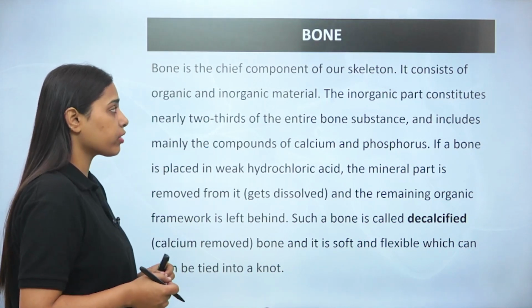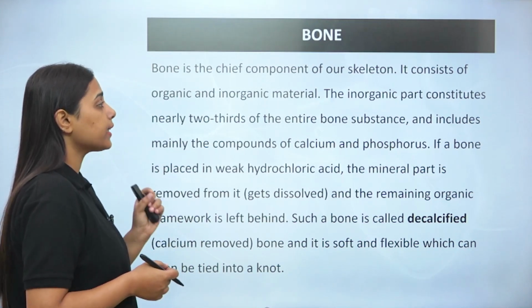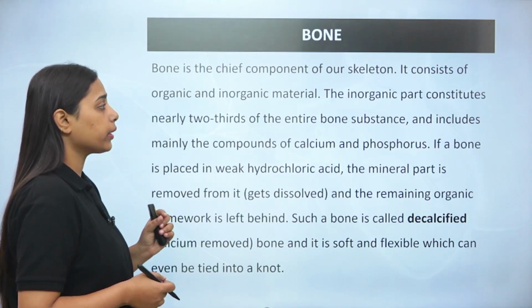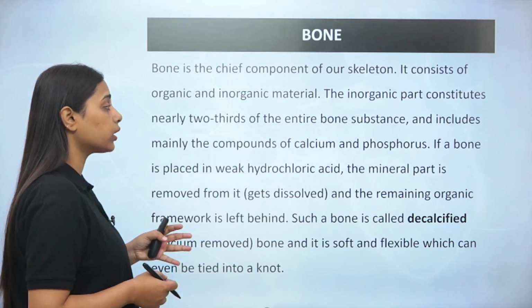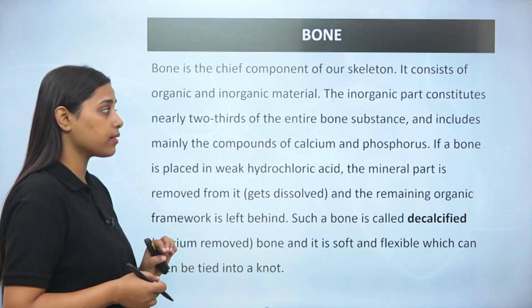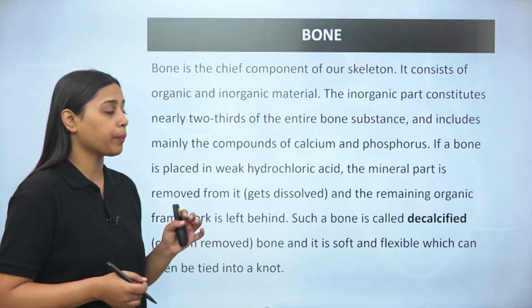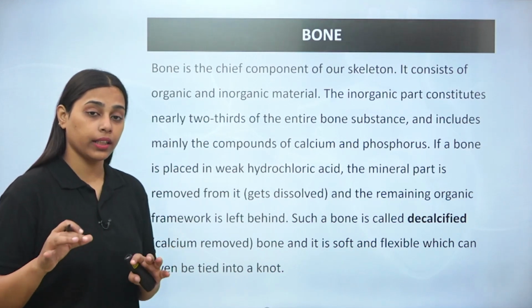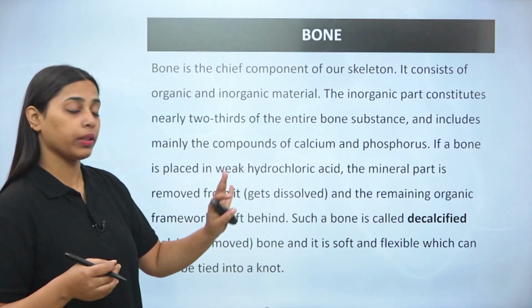Bone is the chief component of our skeleton. It consists of organic and inorganic material. The inorganic part constitutes nearly two-thirds of the entire bone substance, and it includes mainly components of calcium and phosphorus. So the inorganic part in a bone is these two mineral ions.